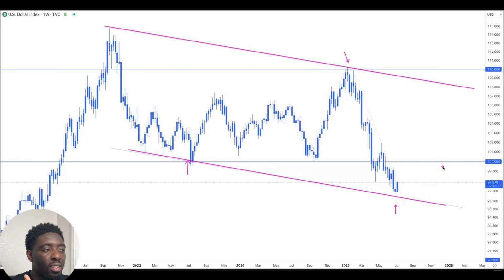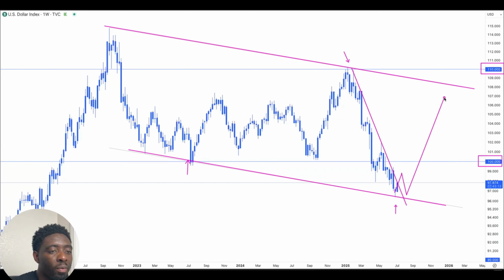Now, looking at it this way, you can bring in the psychological levels. We're currently trading below 100, and the next level we can get to is 110. So if we get a break, there's a counter trend line right here. If you get a break out of this area, you're waiting for a pullback, and you want to see price moving all the way to the upside.